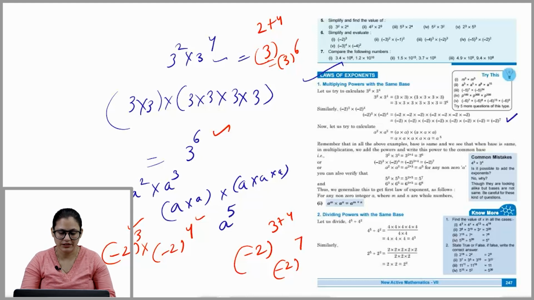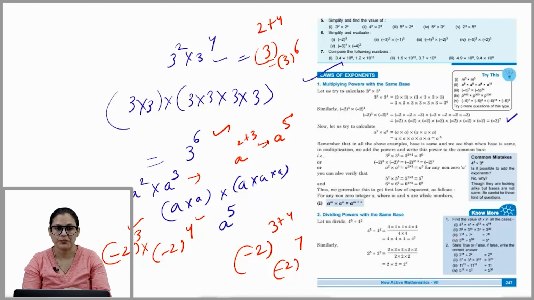Similarly, in this question also, A raised to the power 2 plus 3, that is A raised to the power 5. So, this is the first law. Thus, we generalize this to get the first law of exponents as follows. For any non-zero integer A, where m and n are whole numbers, A raised to the power m into A raised to the power n is equal to A raised to the power m plus n.